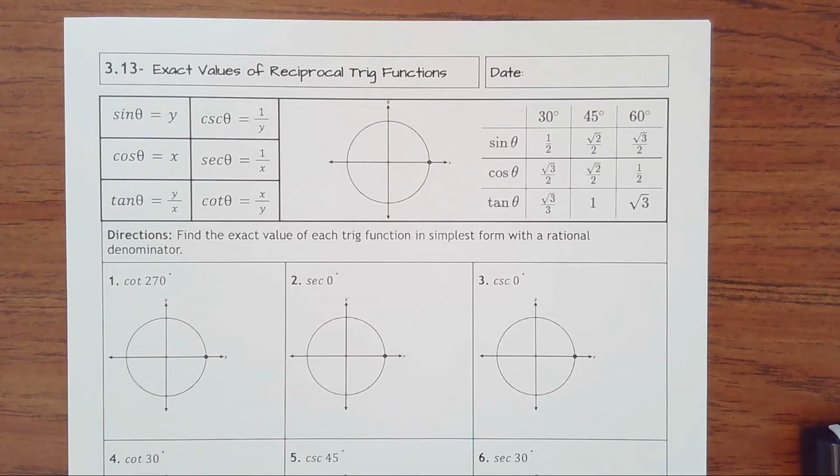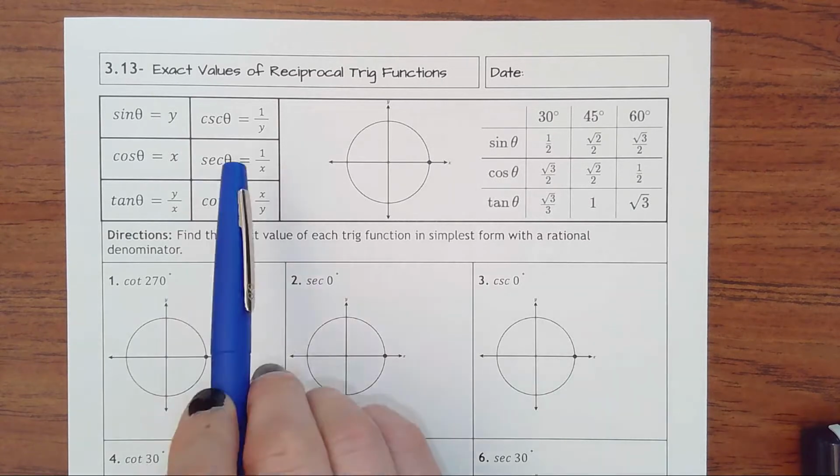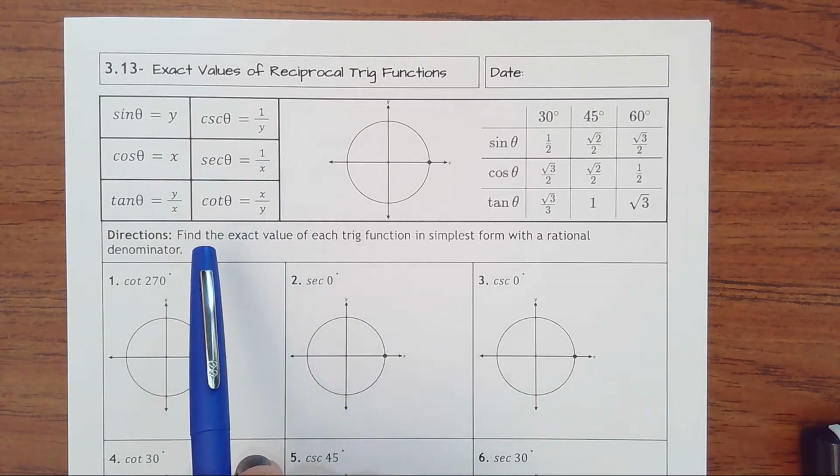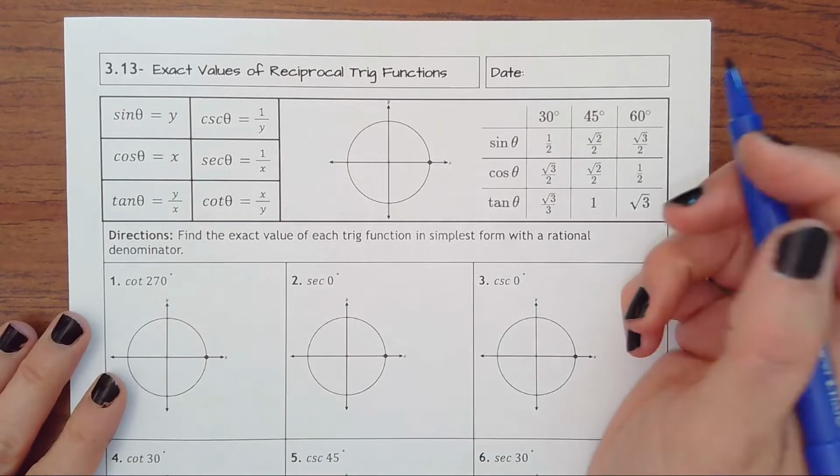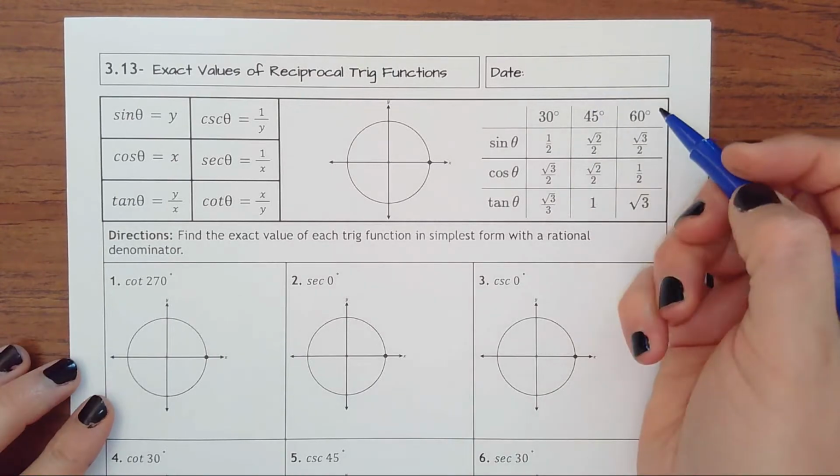Lesson 313, exact values of reciprocal trig functions. Reciprocal trig functions are the cosecant, secant, and cotangent. I've also included a little table that might start making it a little easier for you with these, trying to do it without the actual unit circle yet.